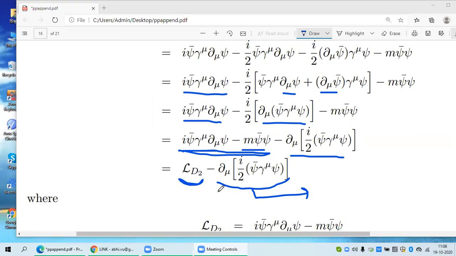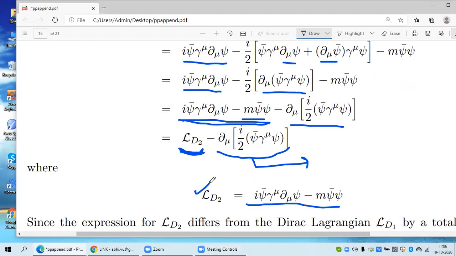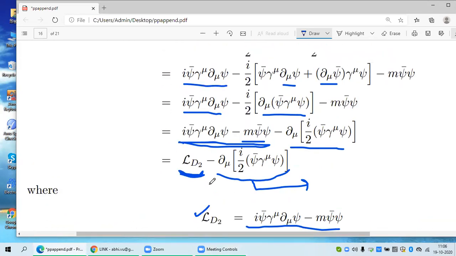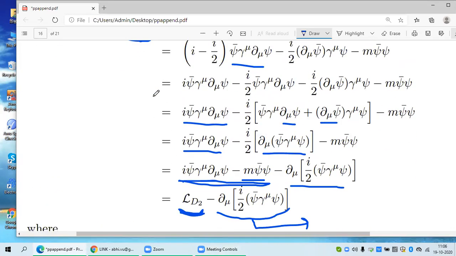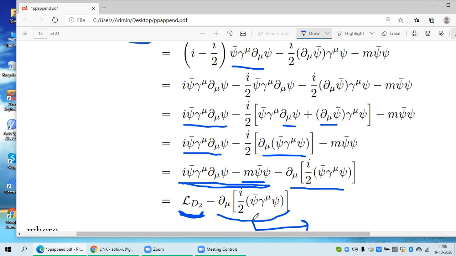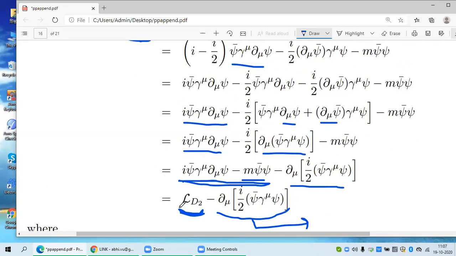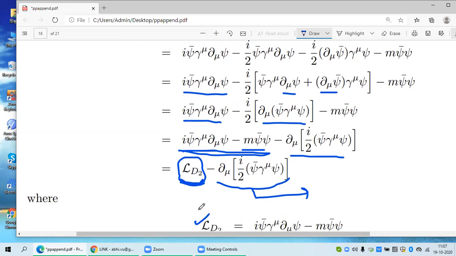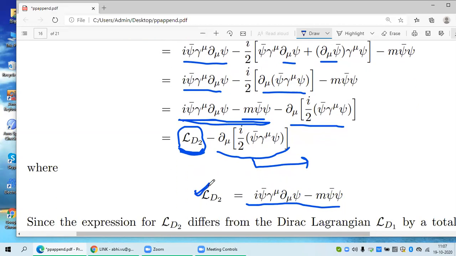So in other words, this Lagrangian, this expression LD2, is an equivalent Dirac Lagrangian. Can you get this point? If LD is a Lagrangian and I have written it in terms of LD2 minus a total derivative, and a total derivative term gives you no contribution in the equations of motion, therefore LD1 and LD2 both will give the same equations of motion when put in the Euler-Lagrange equation. Therefore, I can say this is another form of the Dirac Lagrangian. Is it clear?